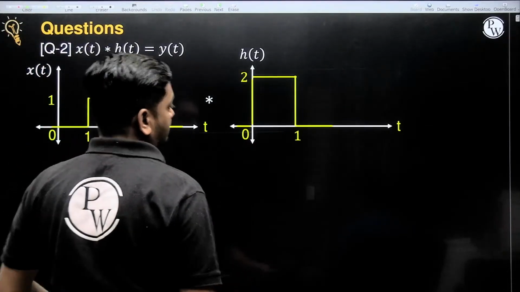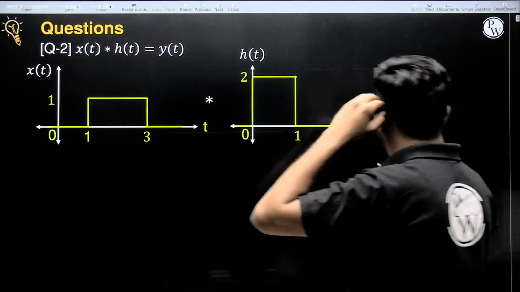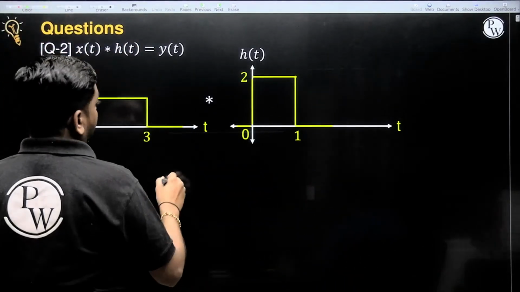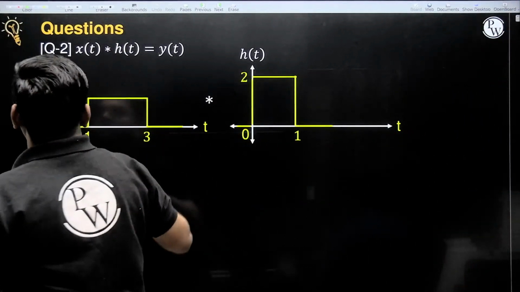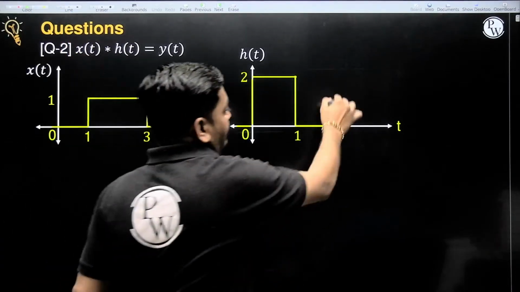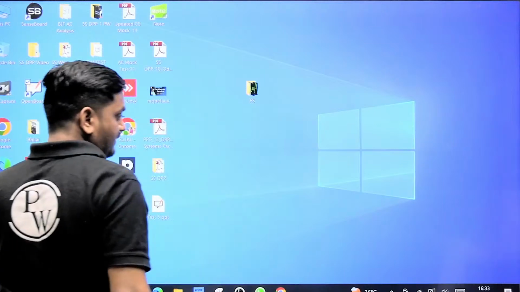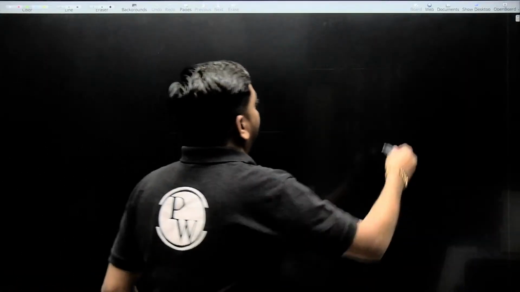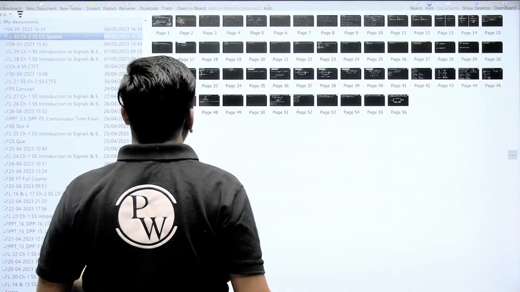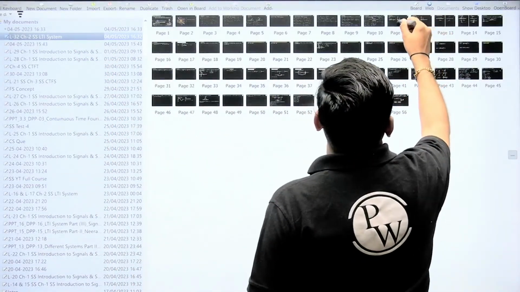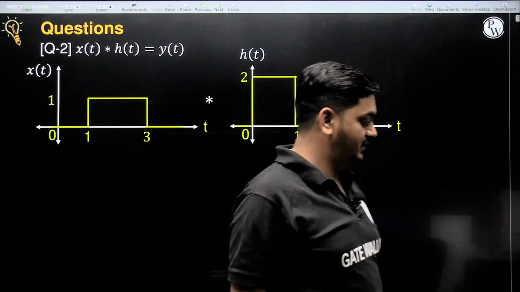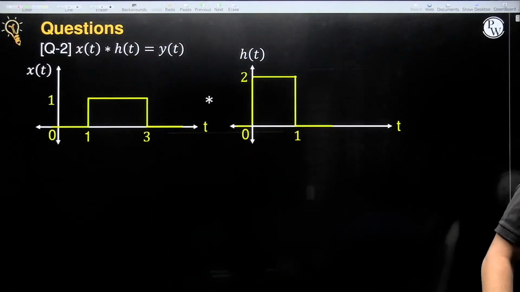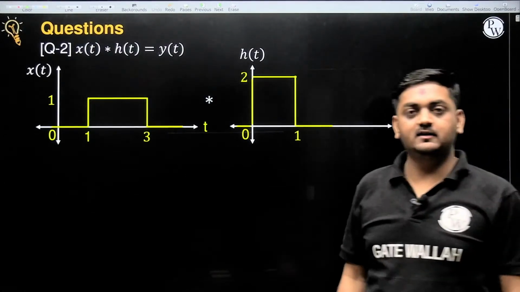Just wait for a minute. So convolution between two pulses, guys, two rectangle pulses. But that we will continue in the next class, guys.